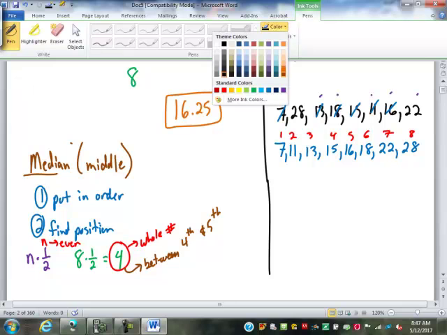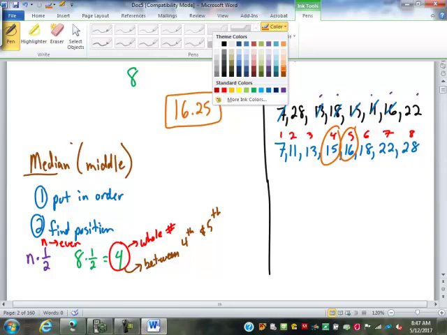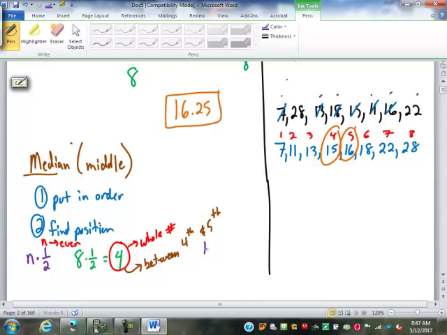So we go up here, the 4th number is the 15, the 5th number is the 16. So to find the number that's between them, 15 plus 16 divided by 2. We average them together. Now when you do this on your calculator, and when you do the mean as well, I should have mentioned it up there. When you add them all up, make sure you hit equals first before you divide. Because if you do 15 plus 16 divided by 2 without hitting equals, it'll divide the 16 by 2, get 8, and it'll add it to the 15 to give you 23. That's definitely not the right answer.